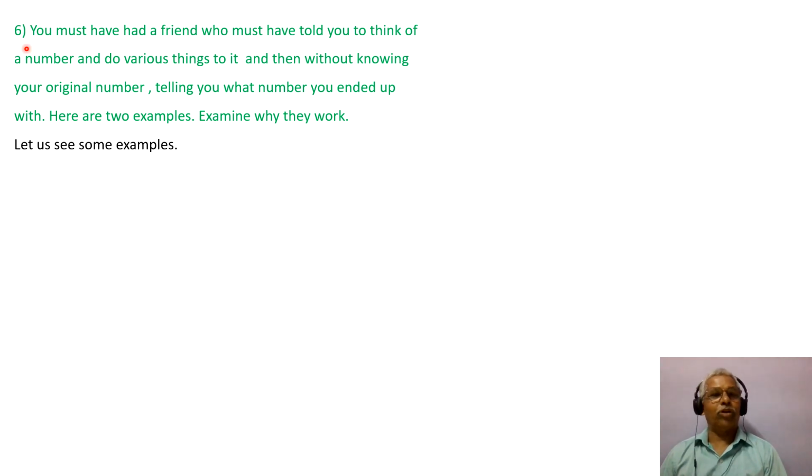Now this is a very interesting part of this topic. You will really enjoy this. Okay, read this. Sixth one: you must have had a friend who told you to think of a number and do various things to that number, add or subtract or multiply or something like that, and then, without knowing your original number, tell you what number you ended up with. Here are two examples. Examine why they work. Let us see some examples. Very, very interesting.